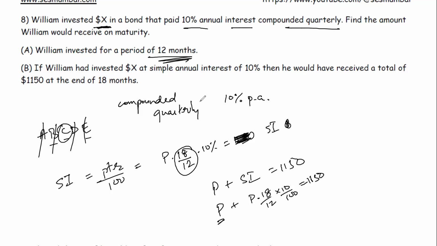Anyway, so let's do the math first out here. So we get 6 twos are 12, 6 threes are 18, and 1/10. So we get P plus 3 by 20 P is equal to 1150. Correct?